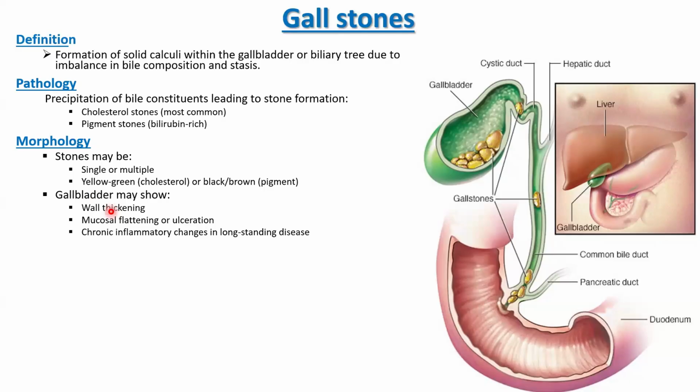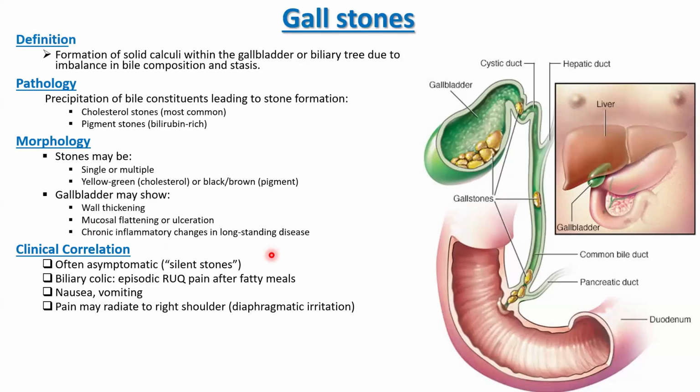And how will these stones look? They can be single or multiple, so they can be one or many. If it's cholesterol, they'll be yellow-green. If they're pigment, they'll be black and brown. So depending on the color, that will define the type. Then the gallbladder, due to the stones, will undergo wall thickening. The mucosa, the innermost layer of the gallbladder, will undergo mucosal flattening or ulceration. Then there will be chronic inflammatory changes in long-standing disease.